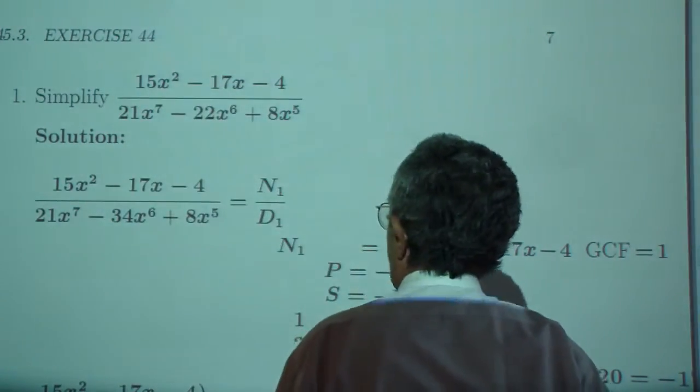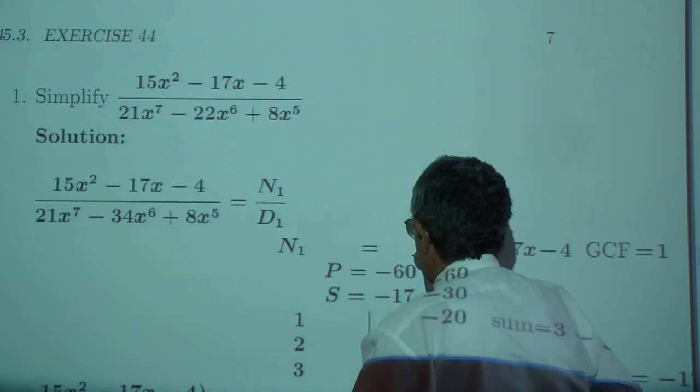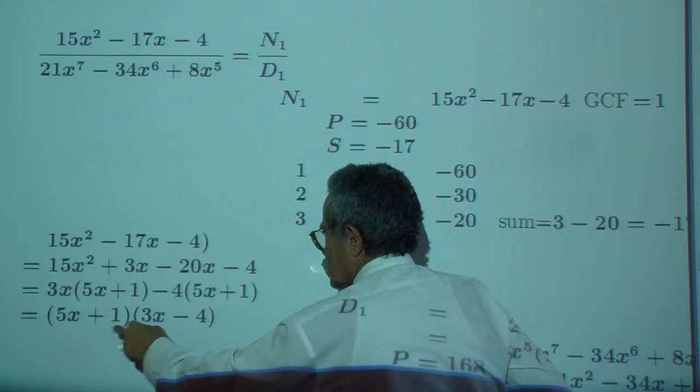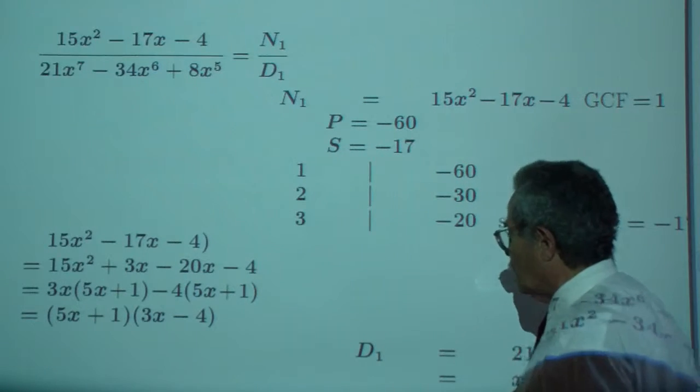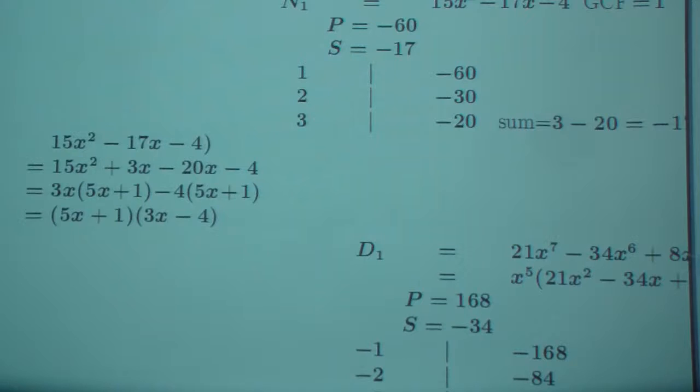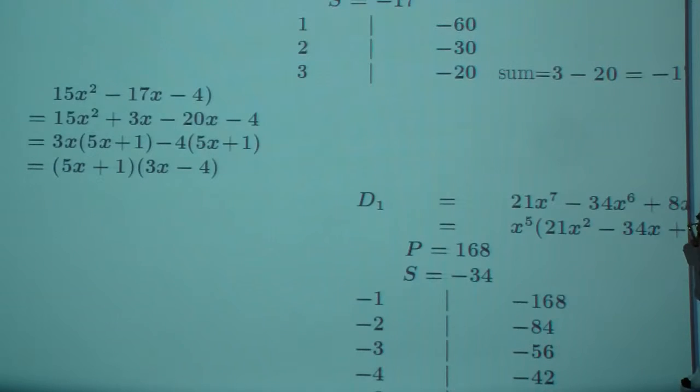Solution to exercise 1. The first numerator can be factored as 5x plus 1 times 3x minus 4. The first denominator can be factored as, this is 21x to the 7 minus 34x to the 6 plus 8x to the 5. Yeah, 8x to the 5.